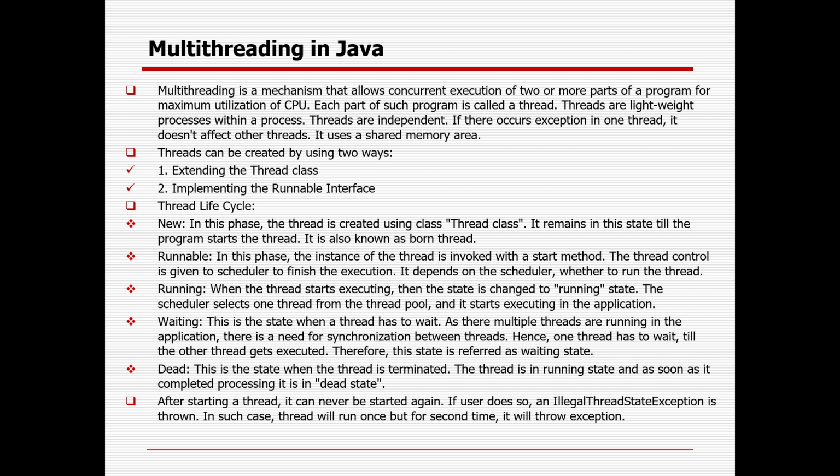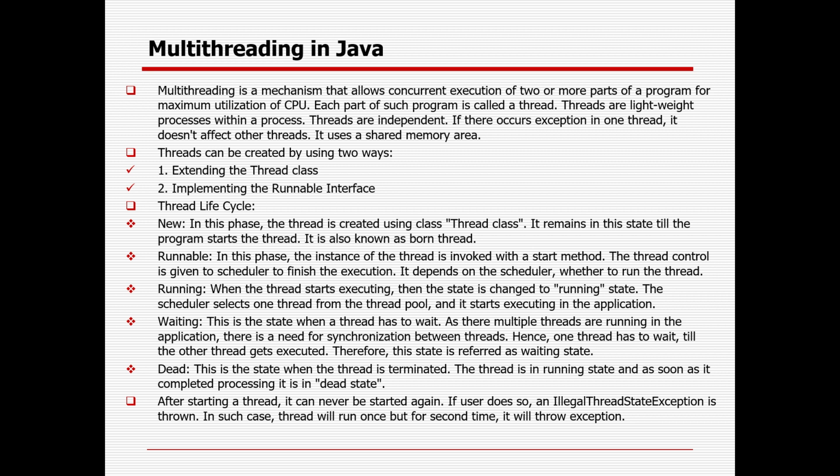New means in this phase the thread is created with the help of the Thread class. It remains in this state till the program starts the thread. It is also known as a born thread. Runnable: in this phase the instance of the thread is invoked with the start method. So in the thread there will always be a start method. The thread control is given to the scheduler to finish the execution. It depends on the scheduler whether to run the thread or not. So in case you are having 10 threads, one person will handle all the 10 threads. Similarly here the scheduler is there where all the threads will sit, and the scheduler will decide which thread goes and which thread works.